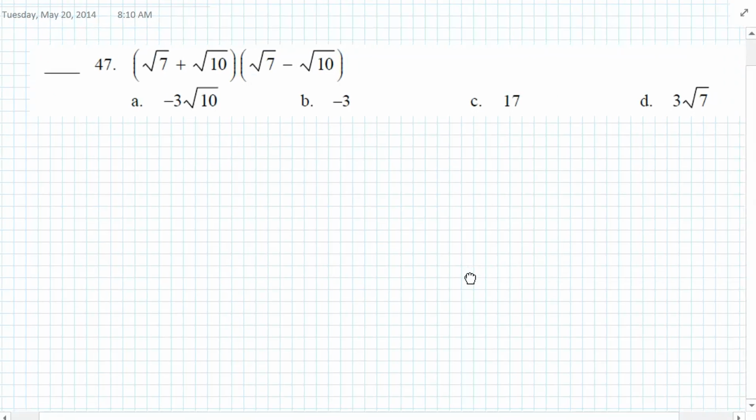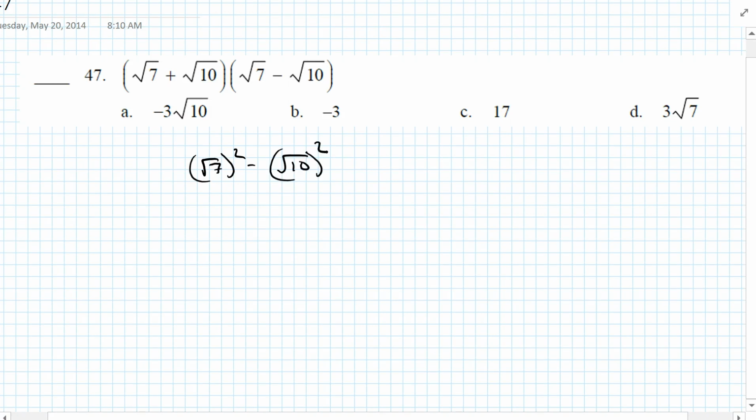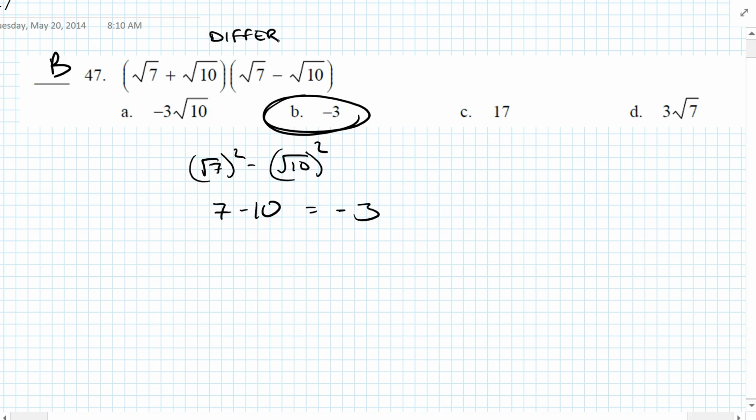47. Okay, difference of squares. You should be able to do this one really quick. Square root of 7 squared minus the square root of 10 squared. So that's going to be 7 minus 10, which is -3. That's a difference of squares. Don't forget it. Difference of squares. Important to know.